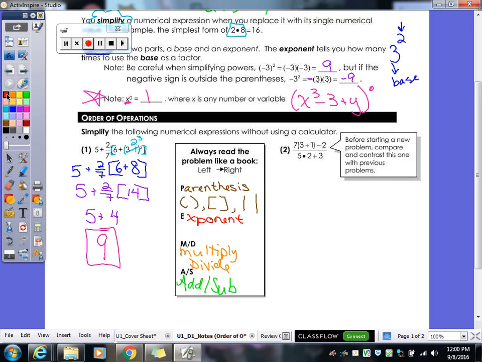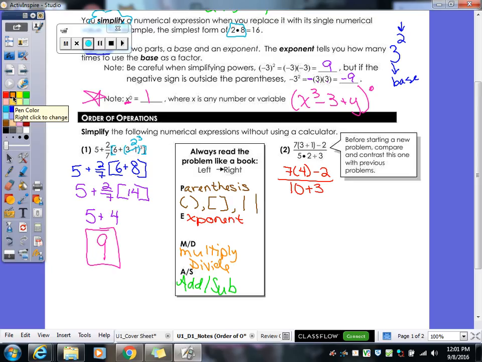So with a fraction, what you want to do is take care of the top and get that down to a single number, simplify that to one number. Take care of the bottom, simplify that to one number, and then you do your division afterwards. So if we look at just our numerator, what do we want to do first? Add what's in the parentheses first. So 3 plus 1 gives us a 4. So we got 7 times 4 minus 2. What do we want to do first in our denominator? Multiply. So 5 times 2 gives us a 10, and then we have our plus 3.